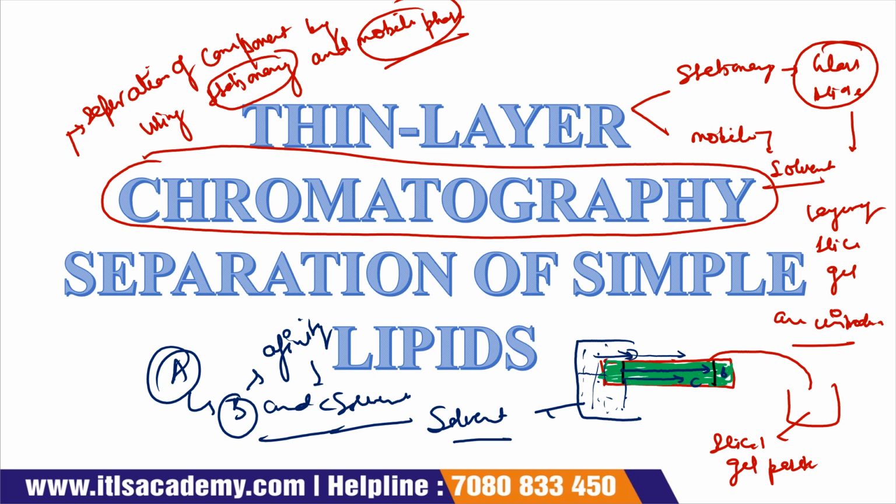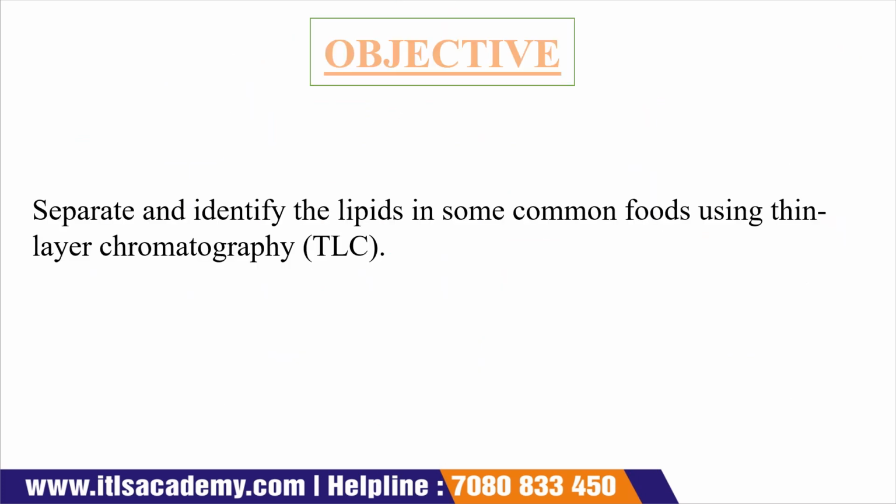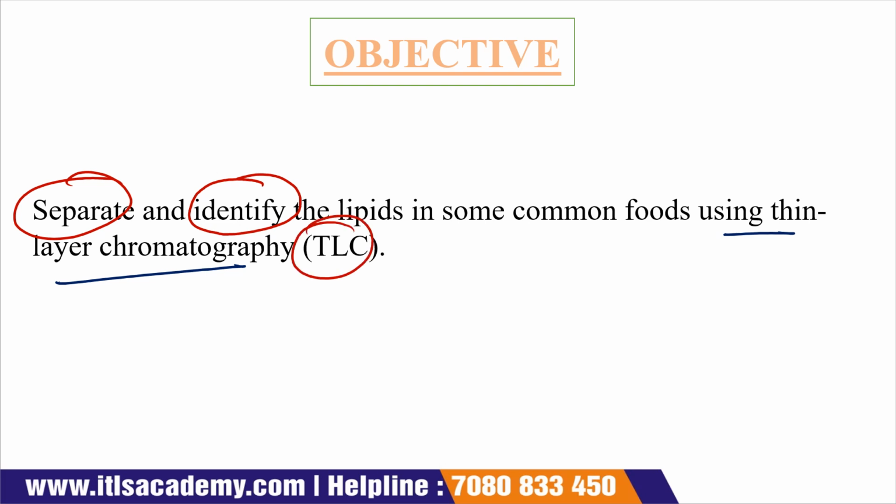Now come to the next slide. Here is the objective of the experiment. What is the objective of this experiment? We have to separate the lipids present in a food product by using thin layer chromatography, and after separation we have to identify the lipids. So again we are using TLC. This is the diagram for it that I already told you in the first slide.